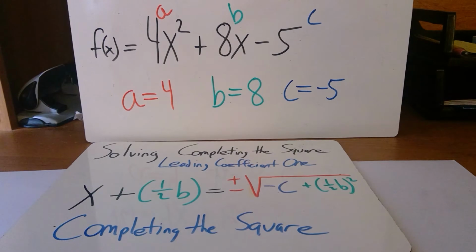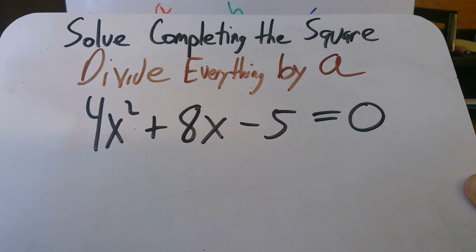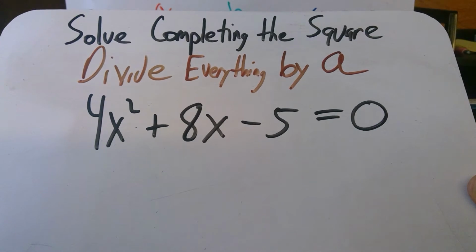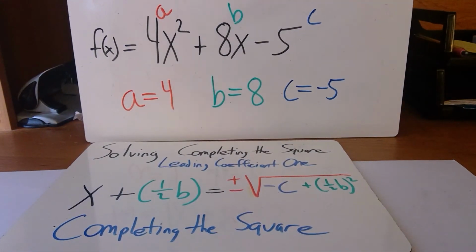But I have a formula, and the formula says the leading coefficient needs to be 1. But our leading coefficient is 4. What do? I think I know. I'm going to divide everything by A. My formula used the leading coefficient of 1, so if I divide everything by A, the leading coefficient will be 1. So now let's check out the formula that we are going to use.